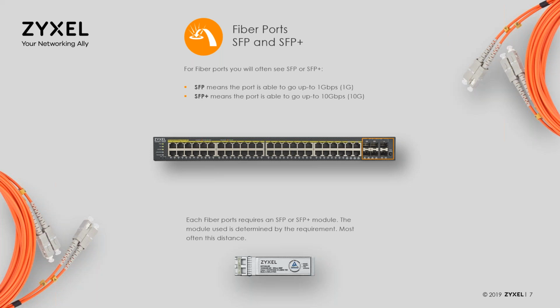So for example, in the XGS switch where you have 10 gig uplink ports, you can put a standard SFP module, but then it just works with 1 gigabit speed rather than 10 gigs. So SFPs are backward compatible, but not the other way around, of course.